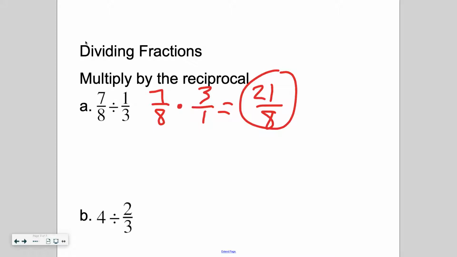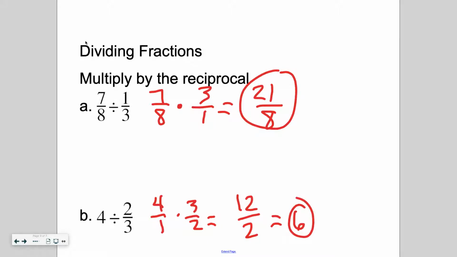On the second one, we have to make 4 go over 1 again, because to be able to multiply, you have to make it over 1. And then the 2/3, what's that going to become? 3 over 2. So this becomes 12 over 2, correct? Can 12 over 2 reduce? Yeah, to what? 6. Or 6 over 1. Either one would be accepted.